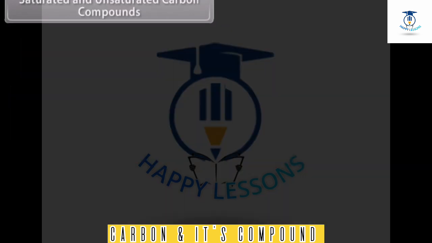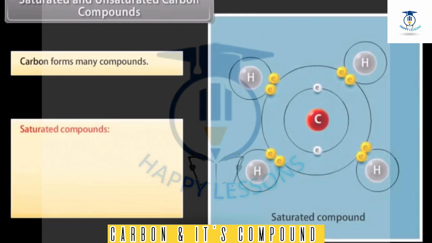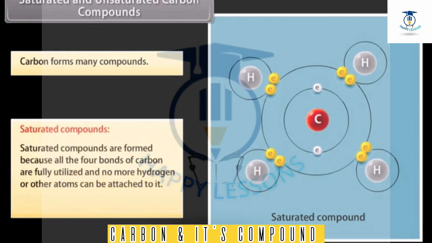Saturated and unsaturated carbon compounds. Carbon forms many compounds. The 2 main types of compounds are saturated compounds and unsaturated compounds. Saturated compounds. The carbon and hydrogen compounds, where the adjacent carbon atoms contain only one single covalent bond, are known as saturated hydrocarbons. The reason for the formation of saturated hydrocarbons is because all the 4 bonds of carbon are fully utilized and no more hydrogen or other atoms can be attached to it. These are known as alkanes.